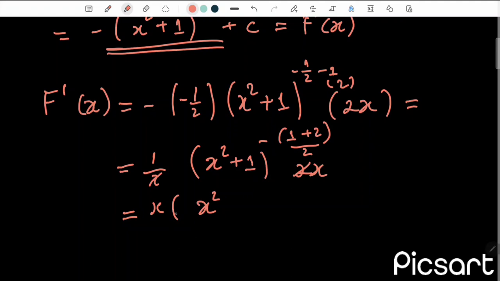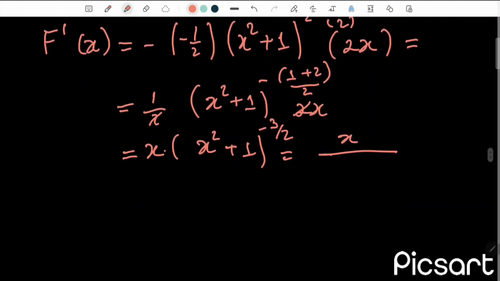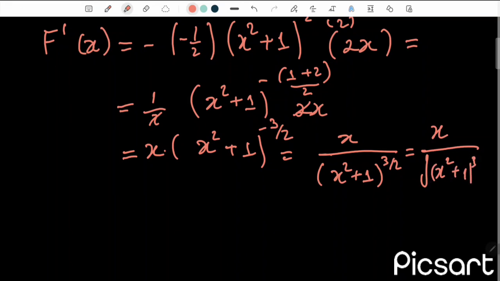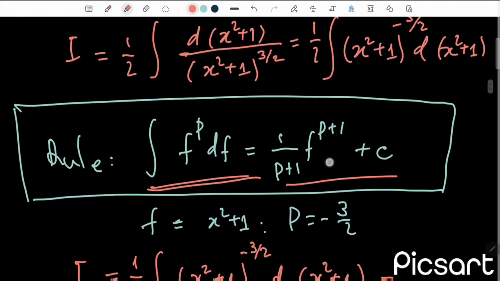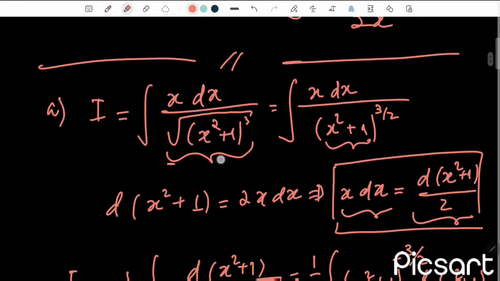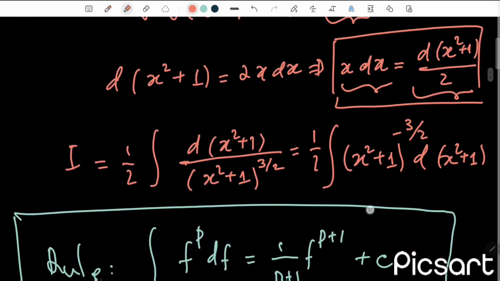and we get x times (x squared plus 1) power minus 3 over 2, which is the same thing written as x over (x squared plus 1) power 3 over 2, and it's actually the same thing written as x over the square root of (x squared plus 1) power 3, which is our little f, as we can see here in our exercise. It's okay for this exercise.